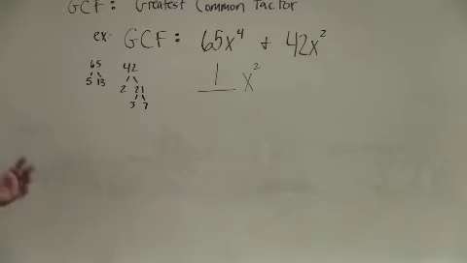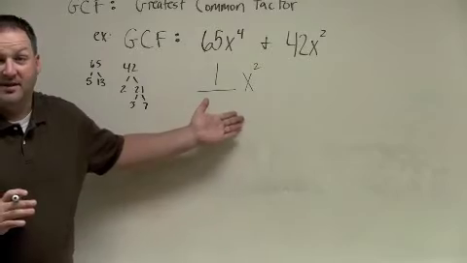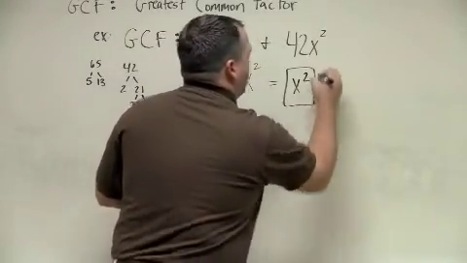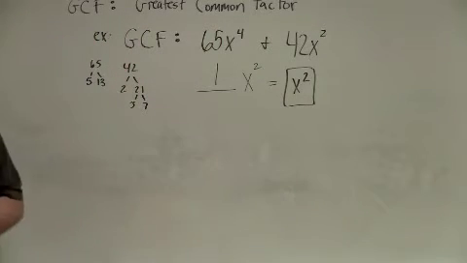Now, in the book or on the test, are you going to see 1x squared? What will you probably see? Just x squared. That's the simplified version of it. It's an understood 1 coefficient. X squared is the GCF.